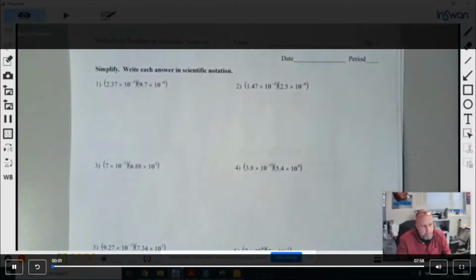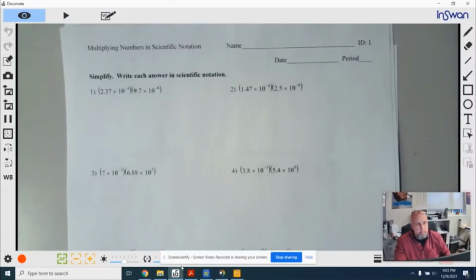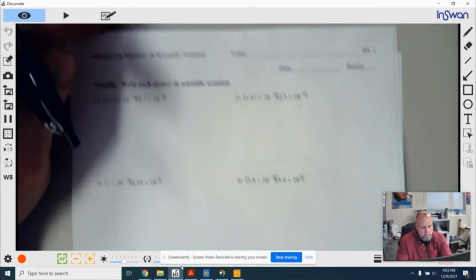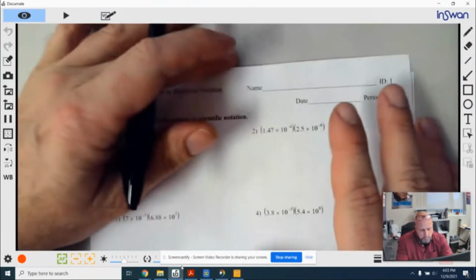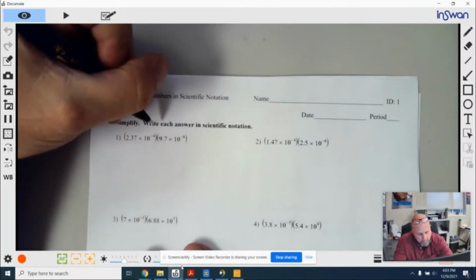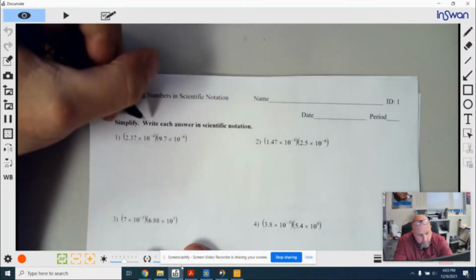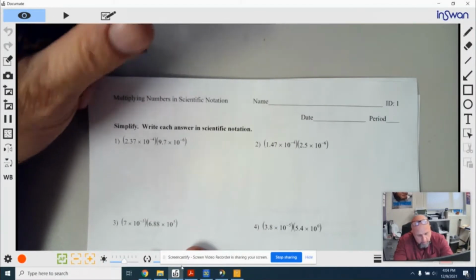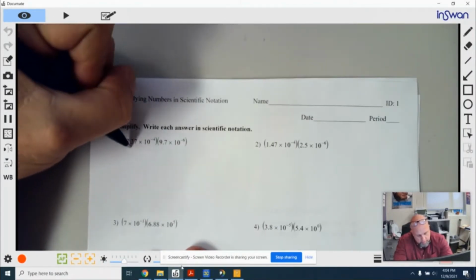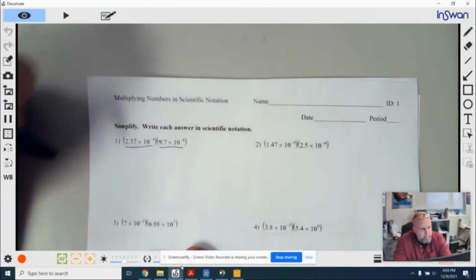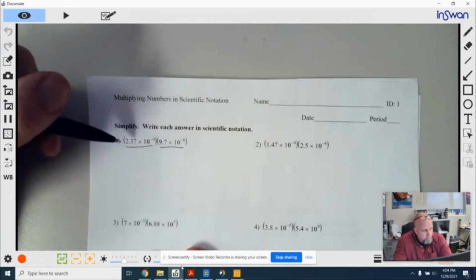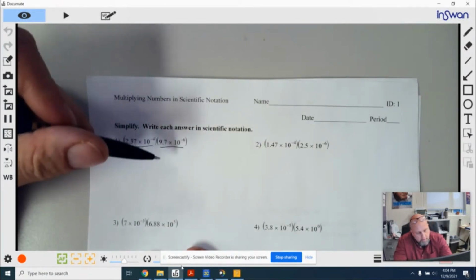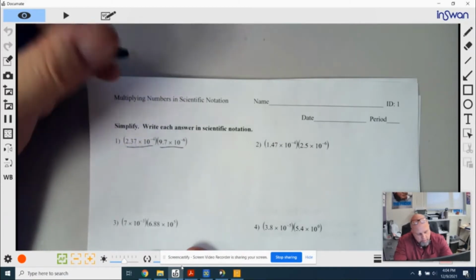Okay, guys, for today's lesson, this sheet that says multiplying numbers in scientific notation. And we're going to start off where we left off. We talked previously about what a number needs to be in scientific notation. And if you look at both of these numbers right here, they're in scientific notation. But today we're going to take these and we're going to multiply them together and see what happens with it.